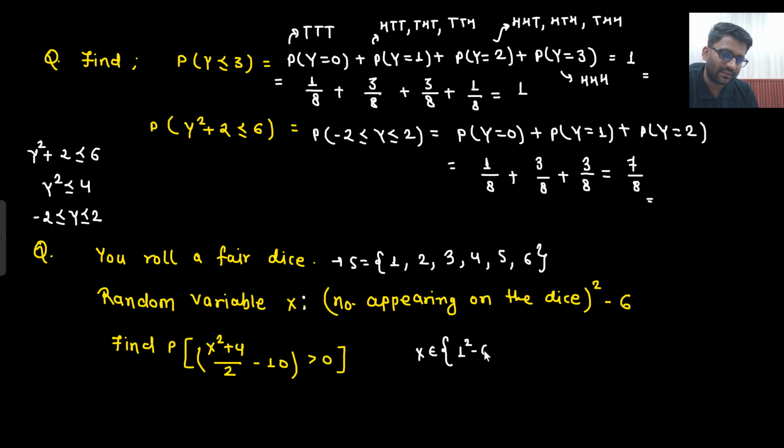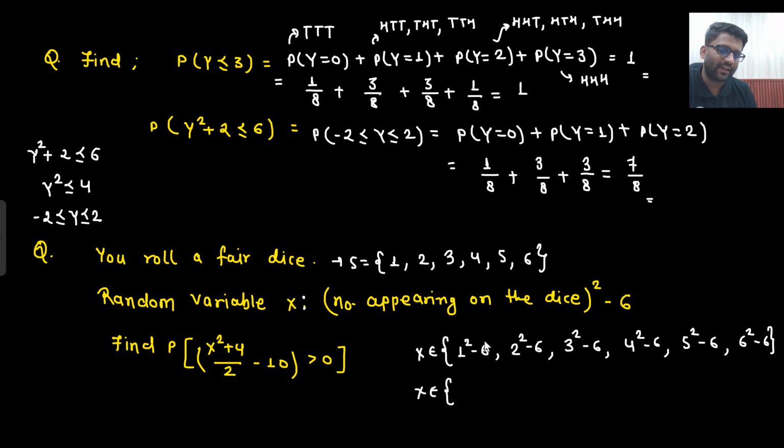So 1 square minus 6. If number appearing is 2, 2 square minus 6. If number appearing is 3, 3 square minus 6. If 4, 4 square minus 6. If 5, 5 square minus 6. 6 square minus 6. So these are the values your random variable x can take: minus 5, minus 2, 3, 10, 25 minus 6 which is 19, and 30. So your random variable x can take these values: minus 5, minus 2, 3, 10, 19 and 30.